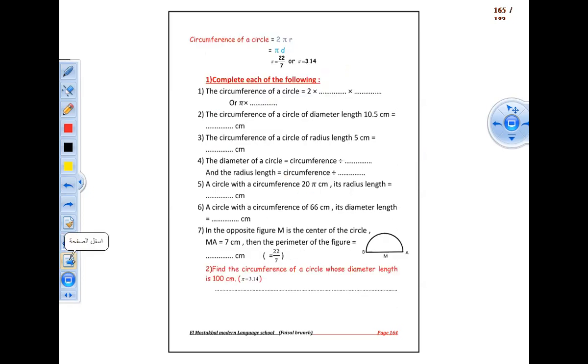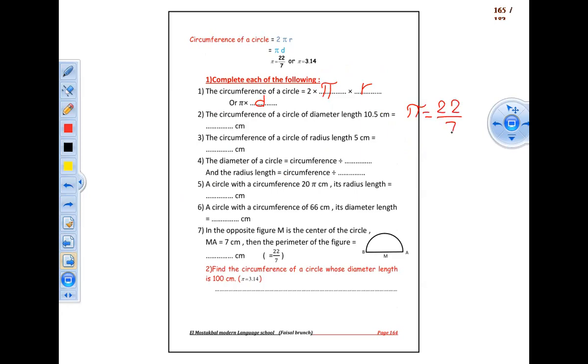The first one, the circumference of a circle equals what? Of course, it is 2 pi r. If we have a radius, then it must be 2 pi r, or if we have a diameter, pi times d. Number 2, here we must put pi equal to 22 over 7.